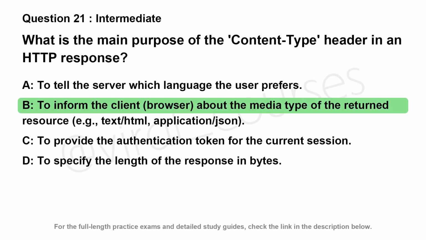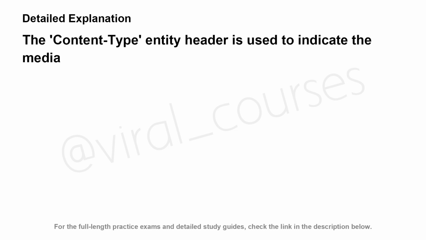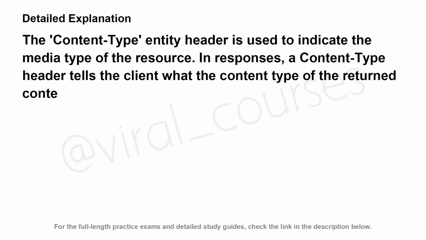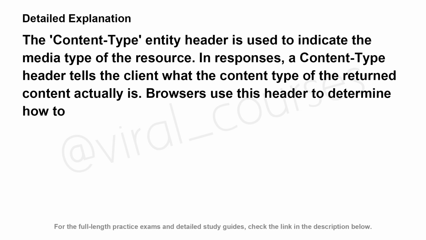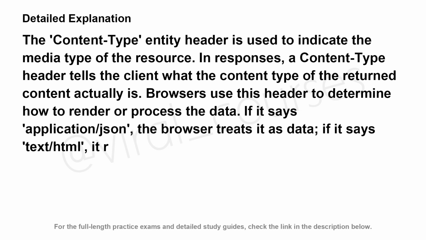The correct answer is B. The Content-Type entity header is used to indicate the media type of the resource. In responses, a Content-Type header tells the client what the content type of the returned content actually is. Browsers use this header to determine how to render or process the data. If it says application/json, the browser treats it as data. If it says text/html, it renders it as a web page.